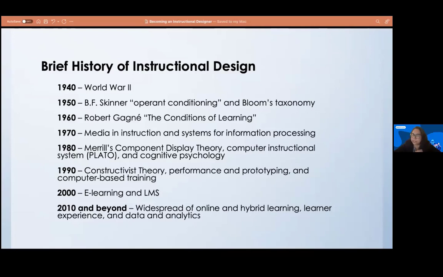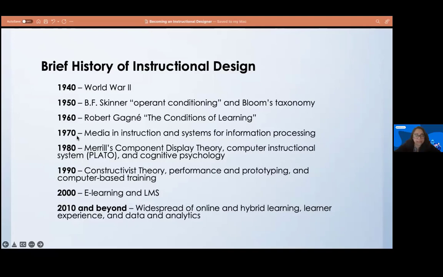And in 1956, Benjamin Bloom pioneered the taxonomy of educational objectives, where he identified the domains of learning now known as Bloom's taxonomy. Then in the 1960s, Robert Gagne introduced the conditions of learning, where he classified 3 domains of learning, 5 learning outcomes, and the 9 events of instruction, all of which are at the center of today's instructional design practices.